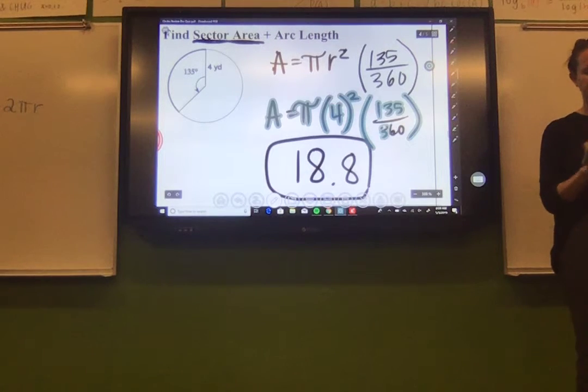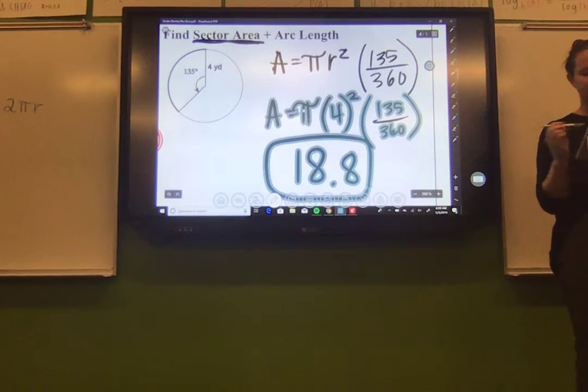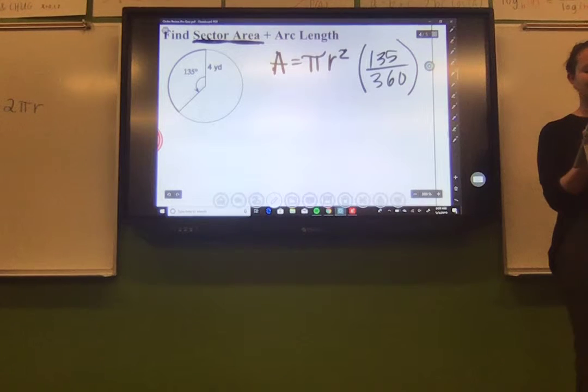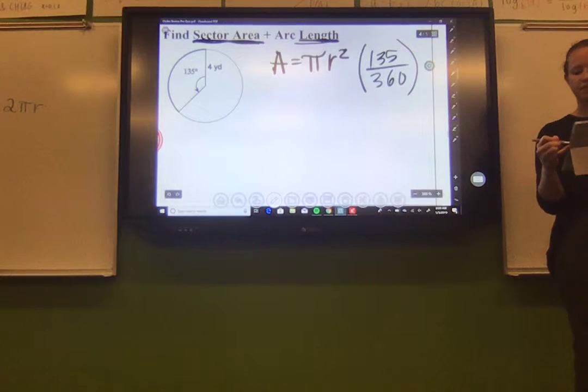So sorry, I'm going to clear this off. I need more space. All right, so now for this time, if I want the length of the arc, it's asking for what I'm drawing in red. It's asking for just this piece right here. How long is this arc length?